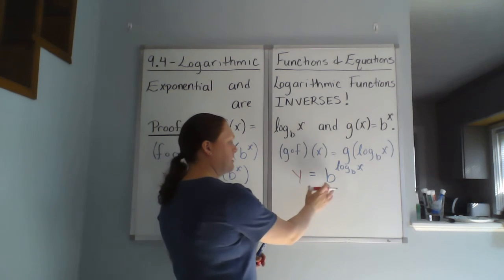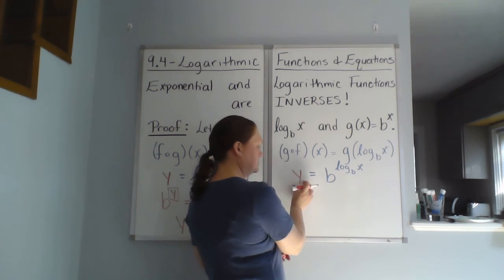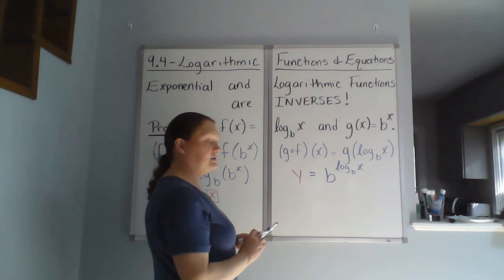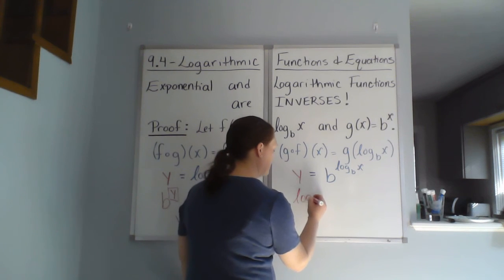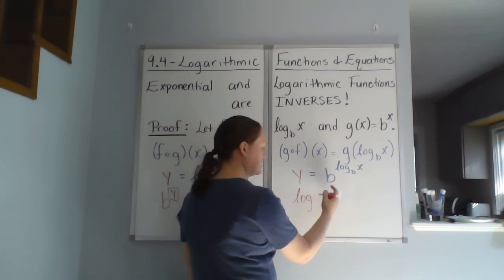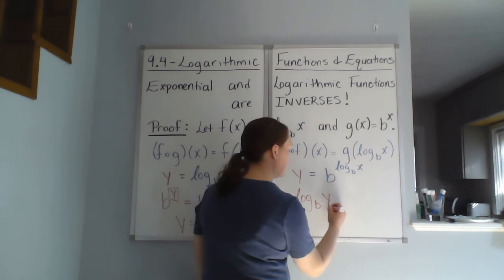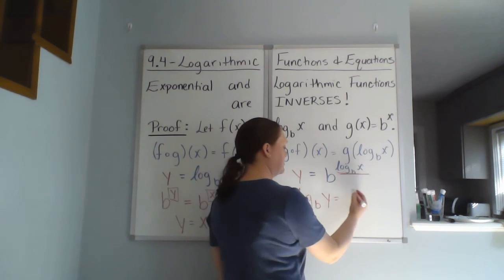Now this is an exponential. We have a base to a power is equal to a number, y. So now we want to rewrite this in logarithmic form. So this is going to be log, the base is this b right here, of the answer, y, has to equal the exponent. Remember, this whole thing right here is the exponent.